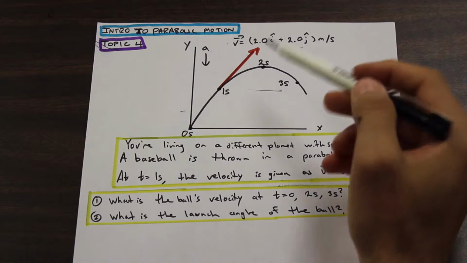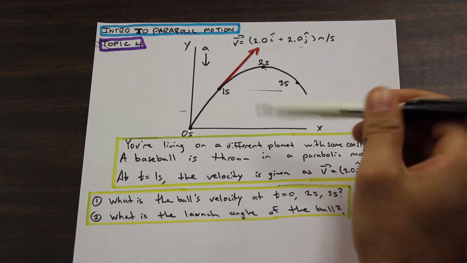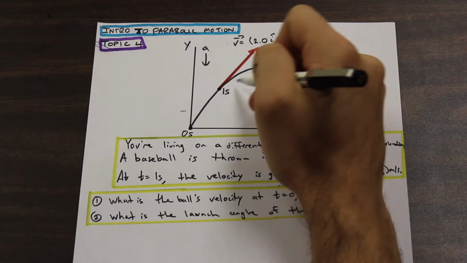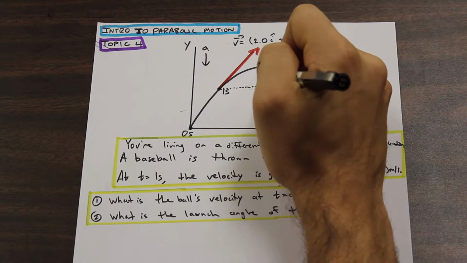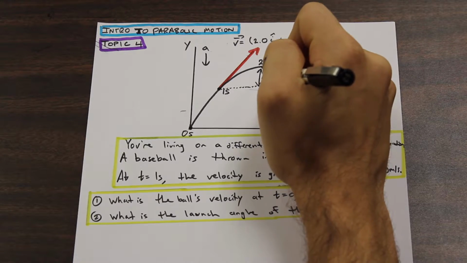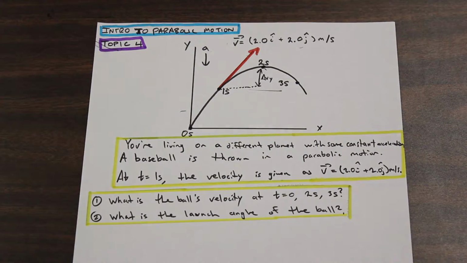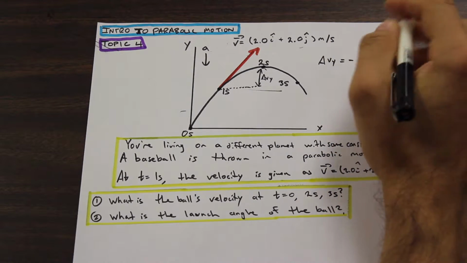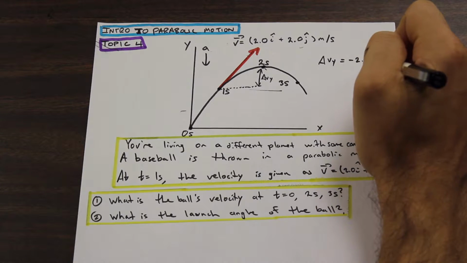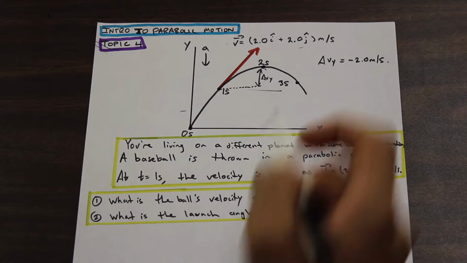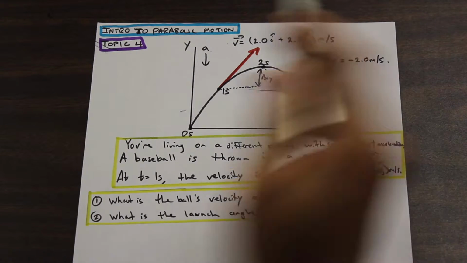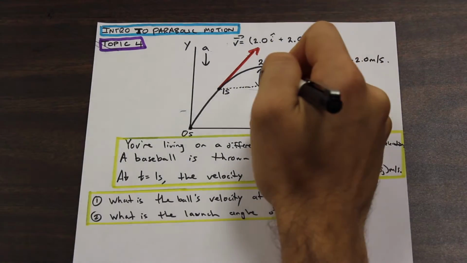So we know now that from 1 second to 2 seconds, the velocity has changed by 2 meters per second, and that is important. The change, and I'm just going to write this here, we'll call that delta Vy. So delta Vy is equal to negative 2 meters per second. That is the change in the velocity between these 2 points. So the velocity is decreasing as it approaches the apex of the parabola.